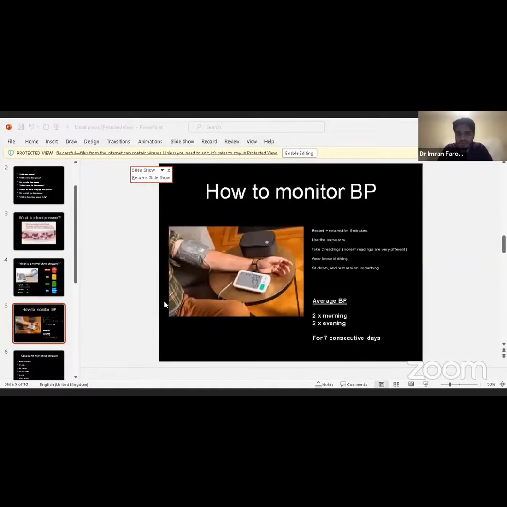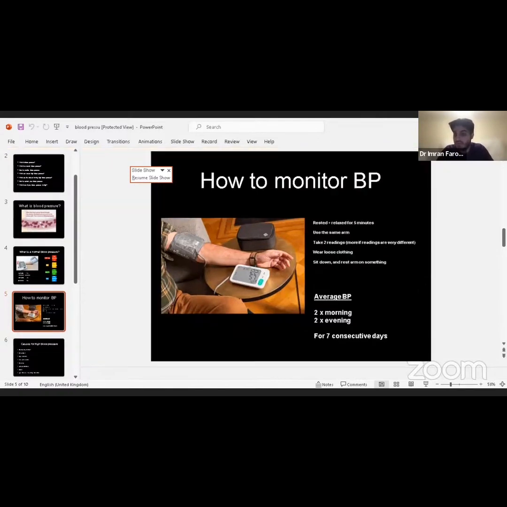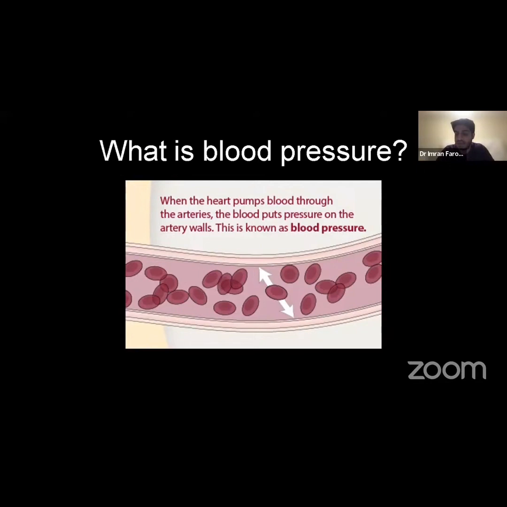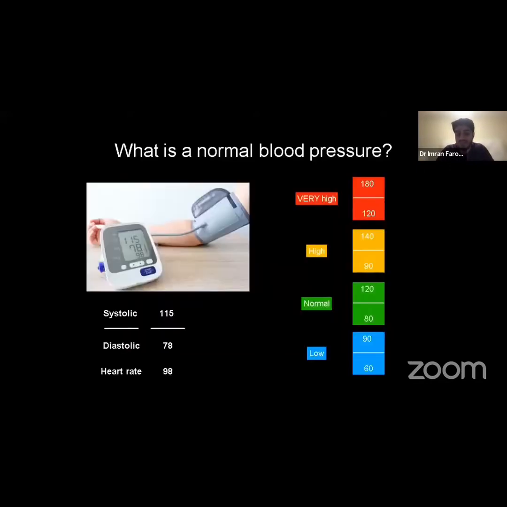So how can we monitor our blood pressure? Well, I think it's really important for all of us to have a blood pressure monitor at home. They're really easily accessible these days from the supermarkets, from your local pharmacy, even online. They're relatively cheap. And actually you can share them amongst family, so everyone in the family doesn't need one each. If you've got one to share amongst yourselves, that would be really, really useful.